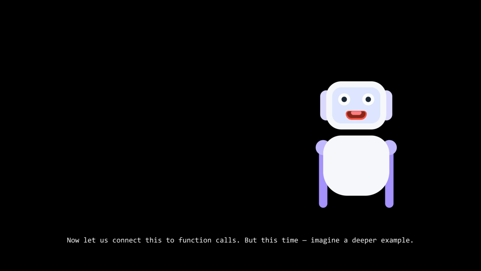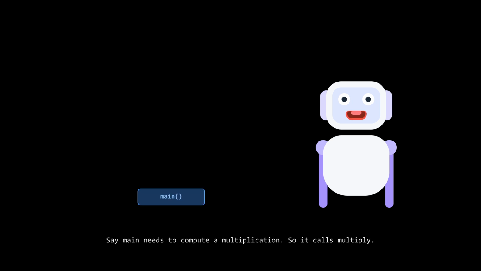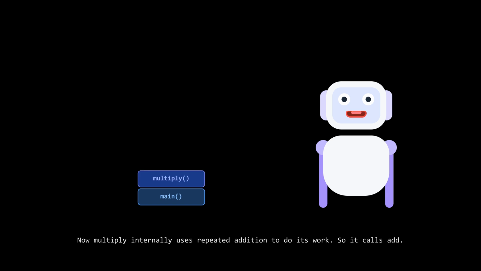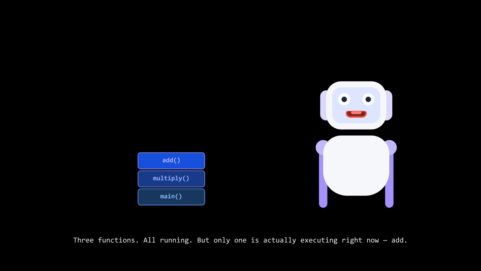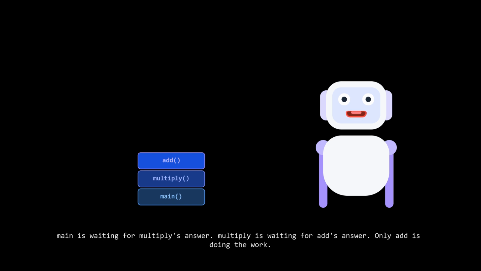Now let us connect these to function calls. But this time, imagine a deeper example. Say main needs to compute a multiplication, so it calls multiply. Now multiply internally uses repeated additions to do its work, so it calls add. Three functions, all running, but only one is actually executing right now. Add. Main is waiting for multiply's answer. Multiply is waiting for add's answer. Only add is doing the work.